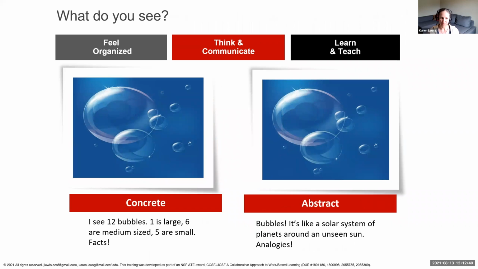So if you look at this picture here, what do you see? We'll talk about the difference between being a concrete or an abstract thinker and communicator. So if you're concrete and you see this, you might say, I see 12 bubbles. 1 is large, 6 are medium-sized, 5 are small. You're really relying on the facts. Versus if you're a more abstract thinker and communicator, you might say something more like, it's like a solar system of planets around an unseen sun. You're really pushing on analogies and similes in how you communicate and think. So take a second and think about that dichotomy and where you might fit on that spectrum.